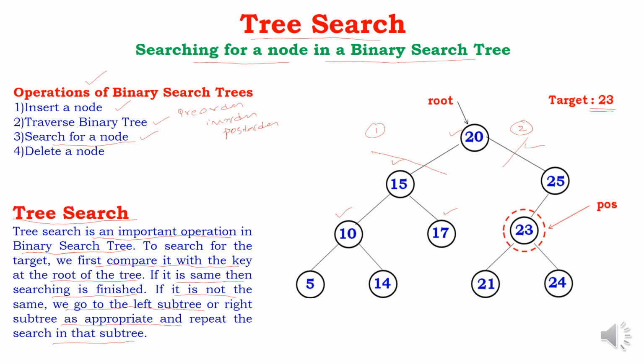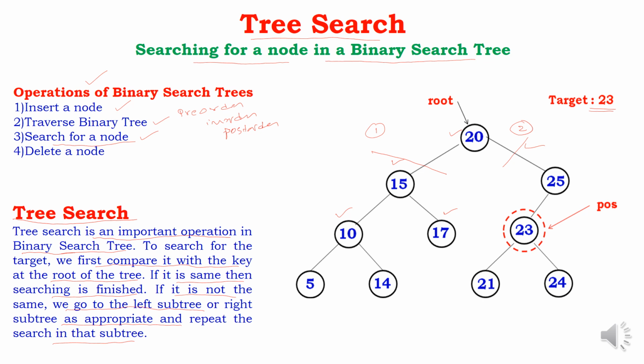For example, if we wanted to search for a target item 23, whether a node consisting of 23 is present in the binary tree or not, we are going to search. If it is present, it has to give us the position of the target value. If it is not there, it has to give us a message that the target is not found.